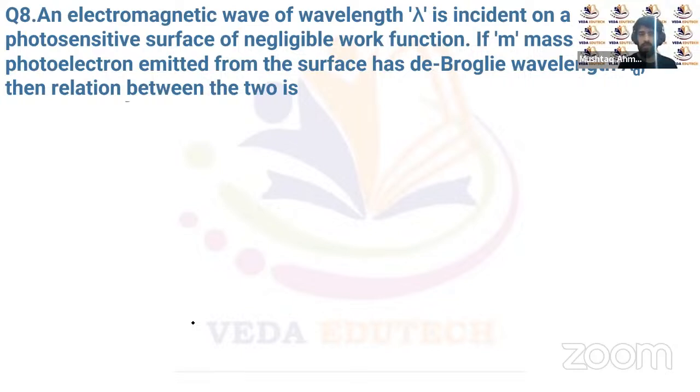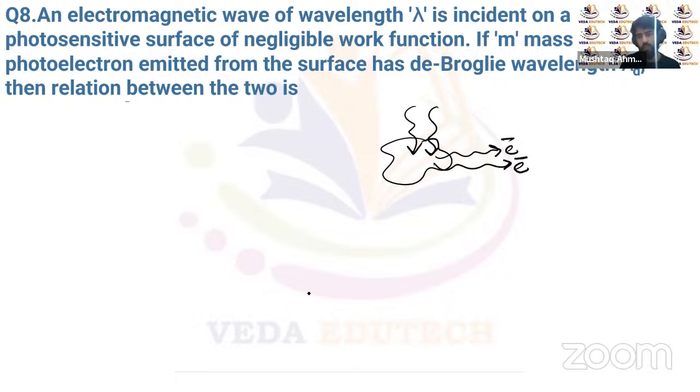An electromagnetic wave of wavelength lambda is incident on a photosensitive surface of negligible work function. Mass m of a photoelectron emitted from the surface has de Broglie wavelength lambda d. Then the relation between the two is? So the question is that there is a metal surface, and we are incident some light energy on this metal surface, and because of that, photoelectric emission takes place, right?